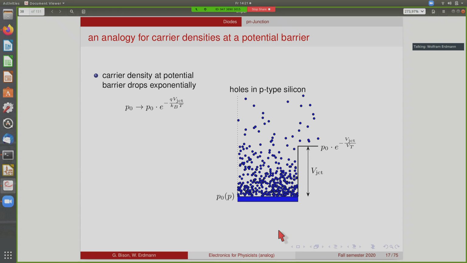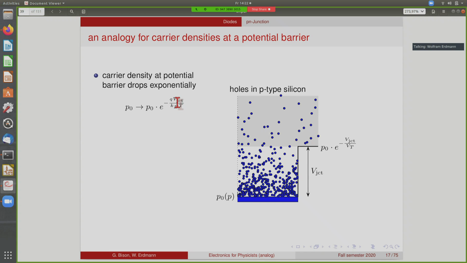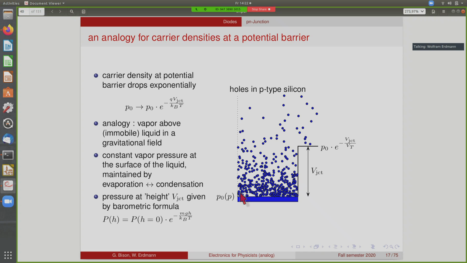This exponential drop of the density can be visualized nicely in an analogy. If you think of vapor on top of a liquid, we know that the density drops by this exponential function. So when you have a barrier here, then the density in this volume here is suppressed by e to the minus height of this barrier divided by Vt compared to the density that you have at the bottom. So this is like the vapor above a liquid.